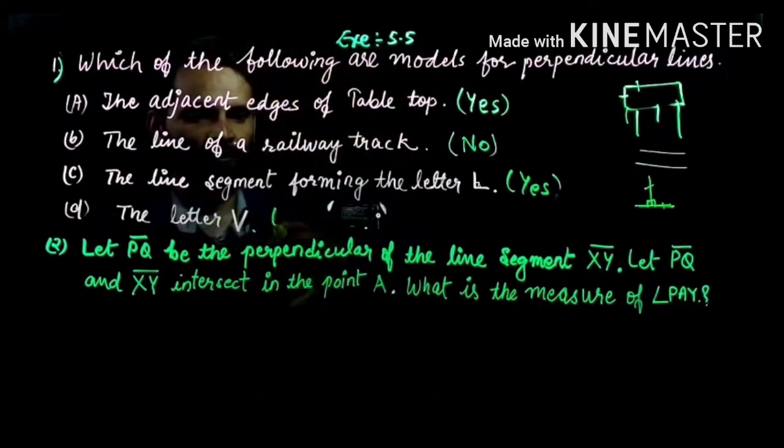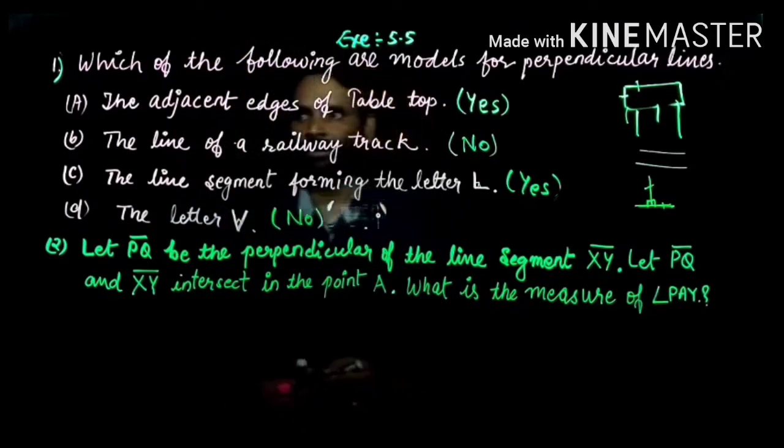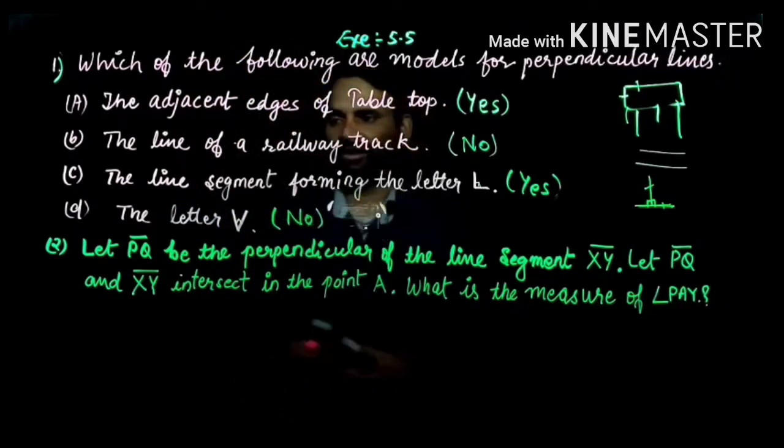And fourth is the letter V. The letter V is not perpendicular because the two lines do not form an angle of 90 degrees. Okay, so this is the first question. Now start the second question.